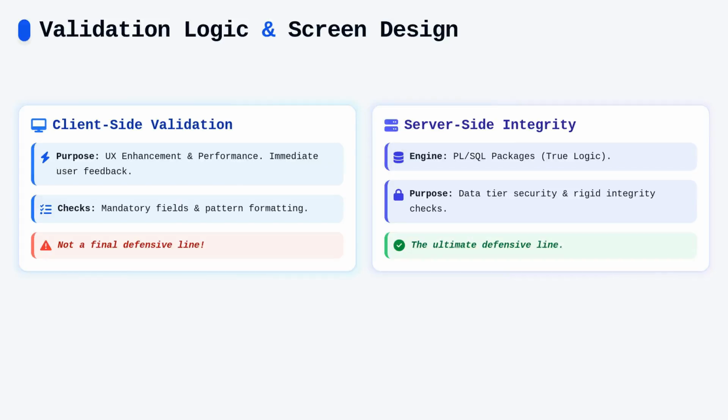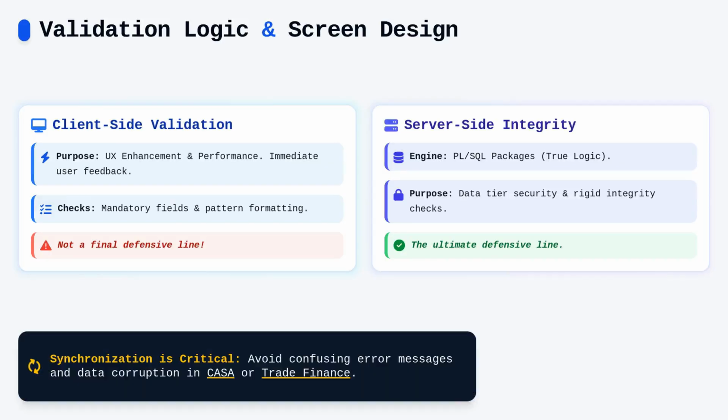When designing your screens, ensure that the fields are properly decorated with the necessary validation attributes to keep the user informed without compromising the integrity of the data tier. Failure to properly synchronize these two layers often results in confusing error messages, or, worse, data corruption in sensitive modules like CASA or trade finance. Always strive for a design that balances user responsiveness with the rigid security and integrity requirements of a core banking system.